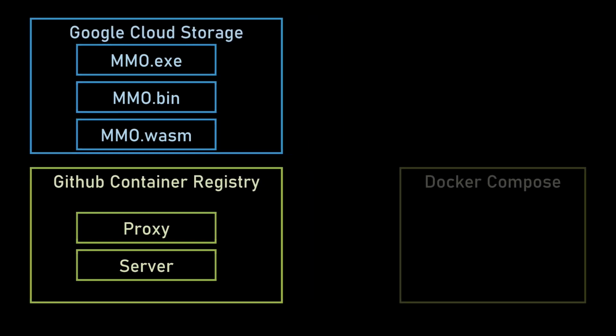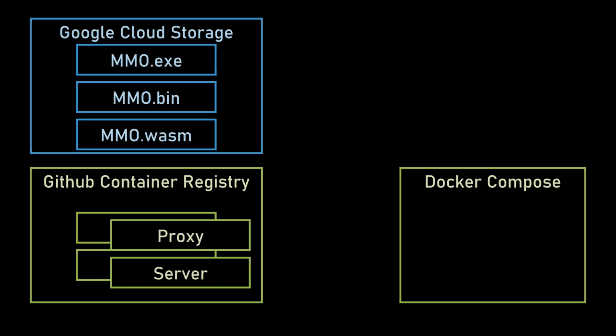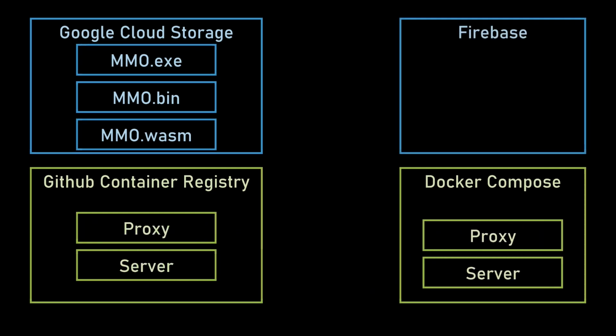To deploy my backend, I wrote a small Docker Compose file that launches and connects both of my Docker images. Then to deploy my client, I download the binary, copy it to my website, and deploy it through Firebase.